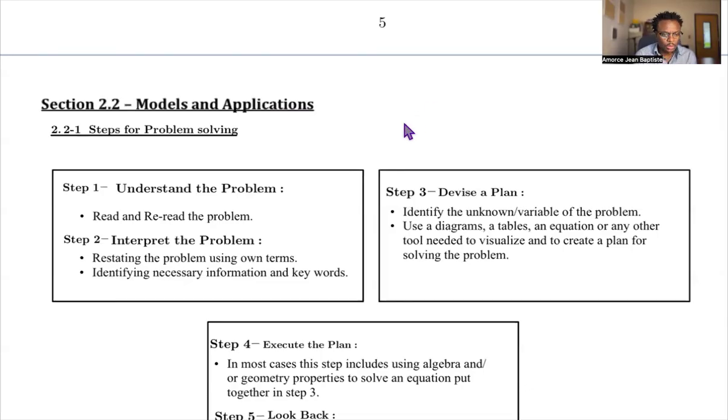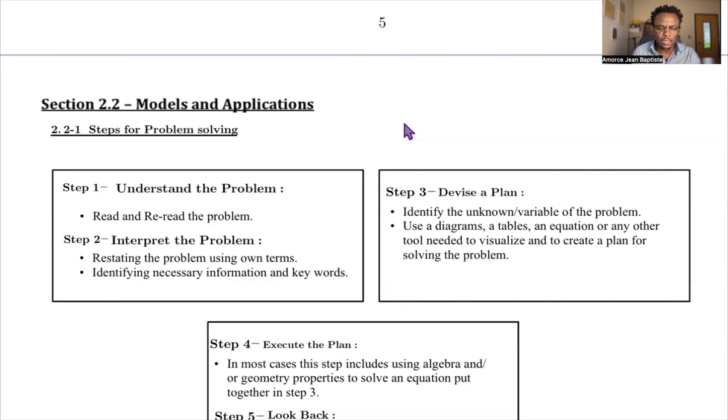So the next topic of chapter 2 will be models and application. So let's go over some steps that are necessary when solving models and application. The reason why we call this topic models and applications is because you are not only solving equations from this topic, but also you are building your problem from scratch. Now, in order to build your problem from scratch, you need to first make sure that you understand the problem.